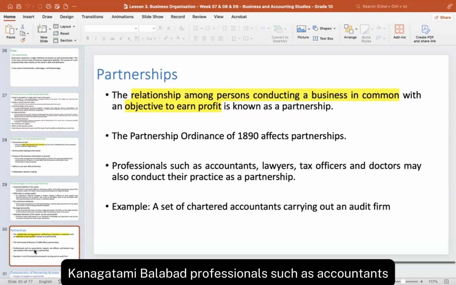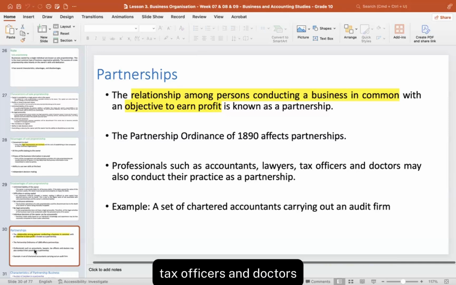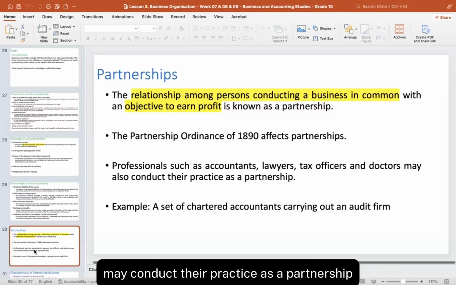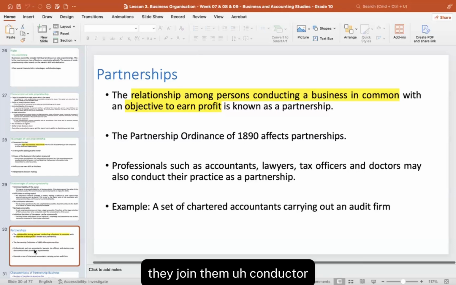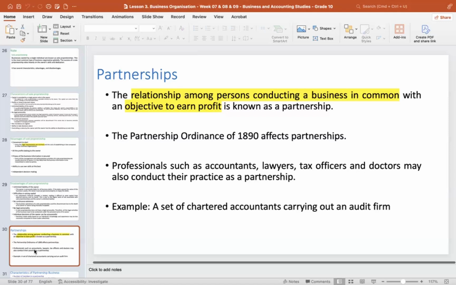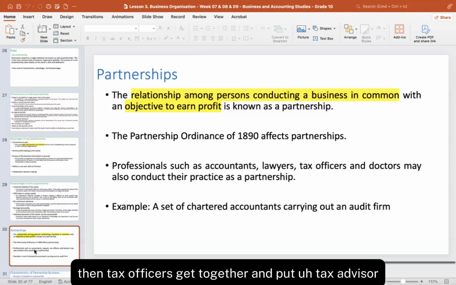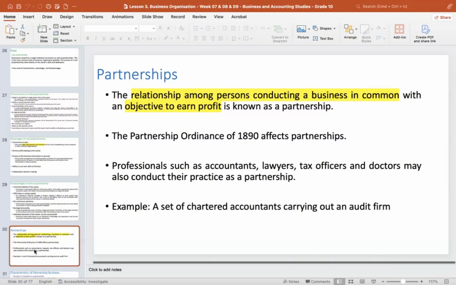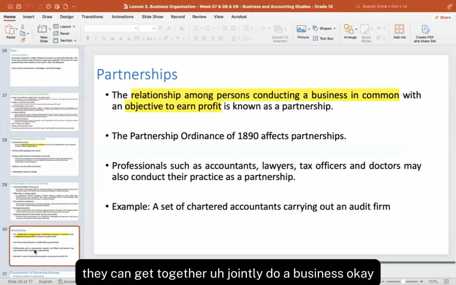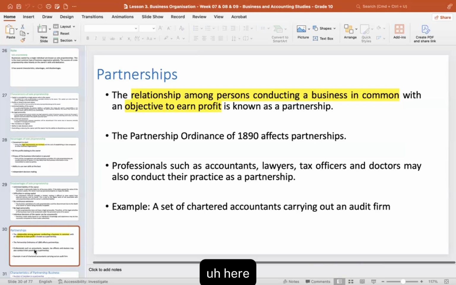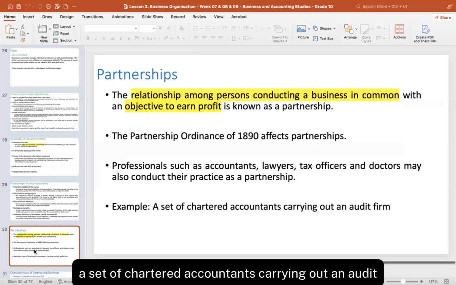Professionals such as accountants, lawyers, tax officers, and doctors may conduct their practice as a partnership. For example, let's say a group of accountants join and conduct maybe an audit firm. A group of lawyers get together and conduct some lawyers practice. Then tax officers get together and put up a tax advisory firm. They can get together and jointly do a business. Here, a set of chartered accountants carrying out an audit, for example.